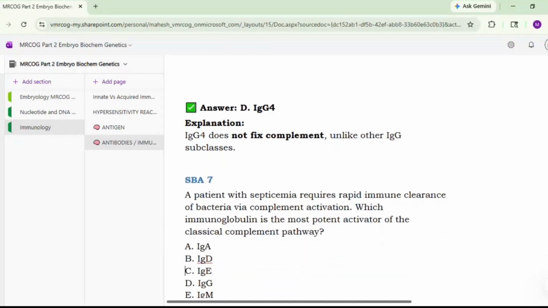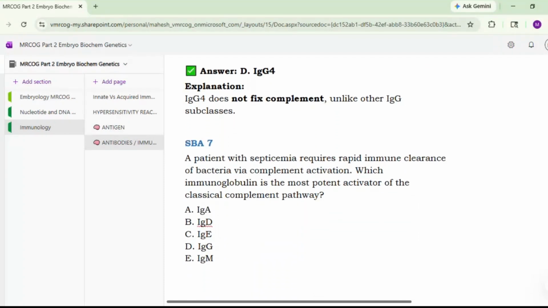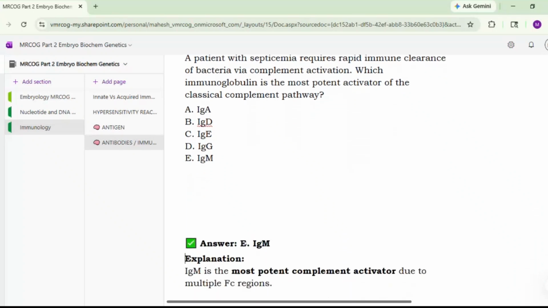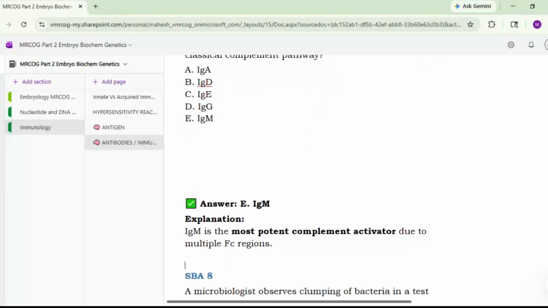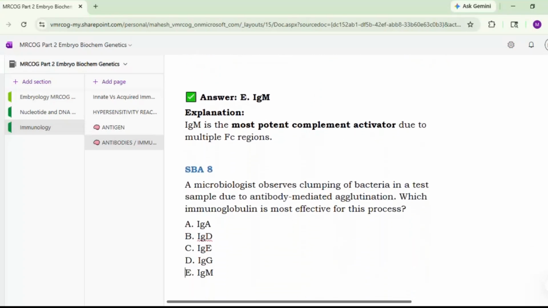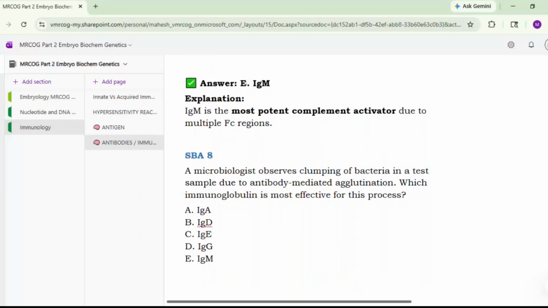Next. A patient with septicemia requires rapid immune clearance of bacteria via complement activation. Which immunoglobulin is the most potent activator of the classical complement pathway? Sir, option E, IgM. Yes, IgM we have seen. IgM is the most potent complement activator due to multiple Fc regions.